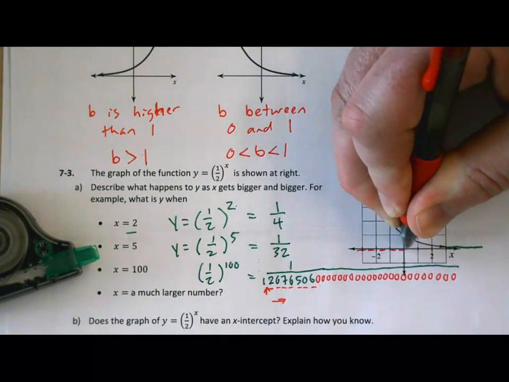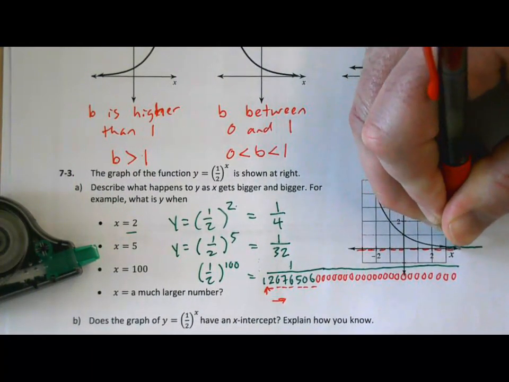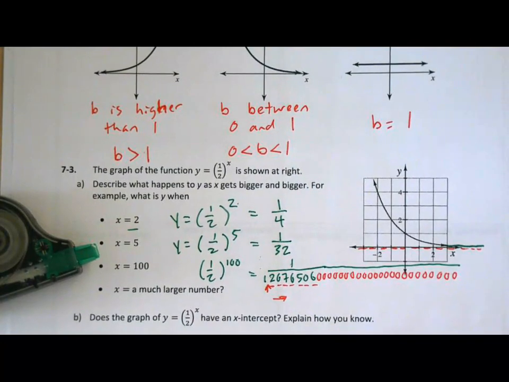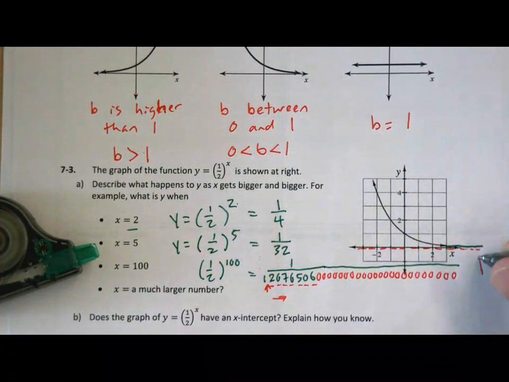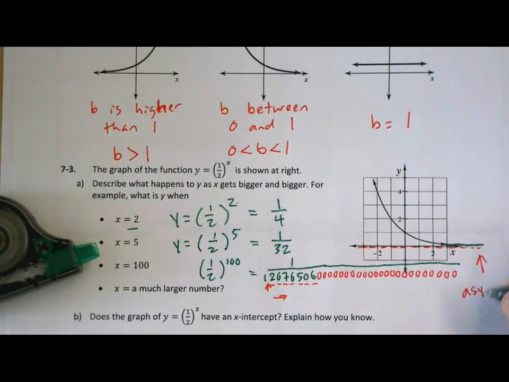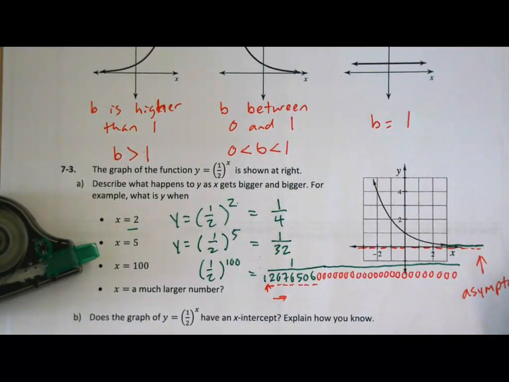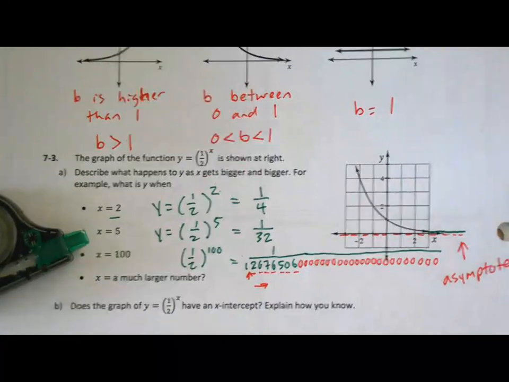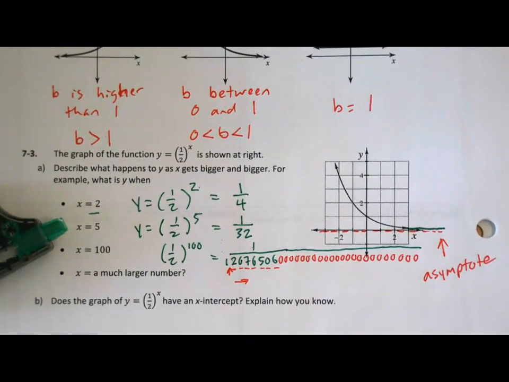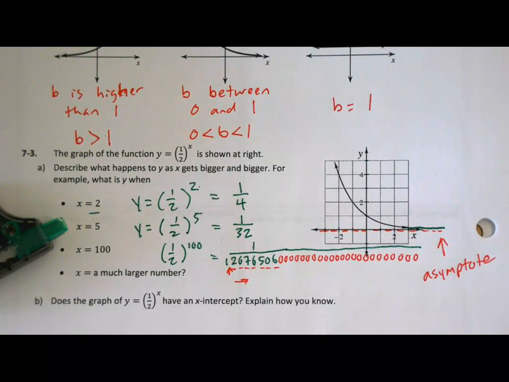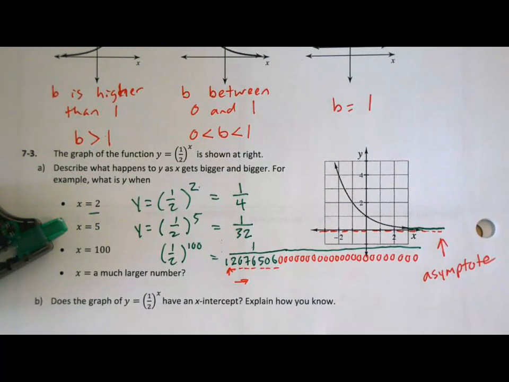Can you guys please draw a dash line for me down along that x-axis? This is going to be our asymptote. Asymptote. And the asymptote is not part of the graph, but it helps us to draw the graph, and it sort of creates a frame for the graph.